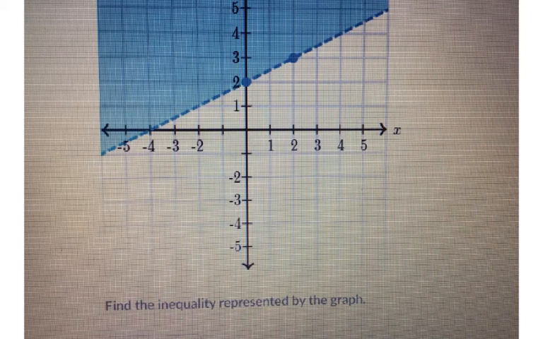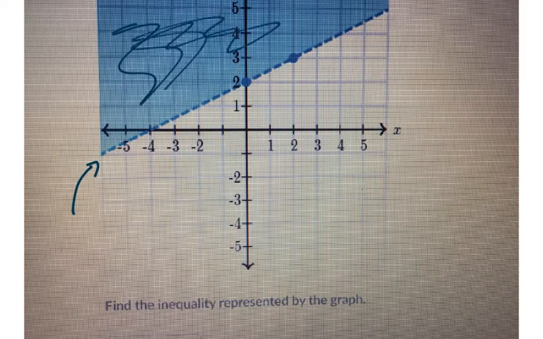Now, guys, before we even look at the actual function here, do you agree that line is dotted right there? Do you agree it's shaded above? We already know, guys, it's going to be a greater than. Why greater than? Because greater than means shaded above. The dotted line means it's not equal to. So we're about halfway there.